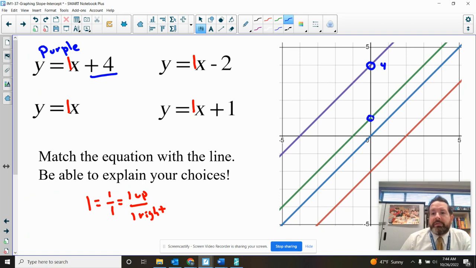The green one, we cross the y-axis at a height of +1. So I'm looking for a +1 on the back of the equation. There's my green line.